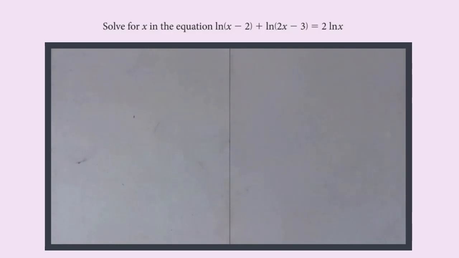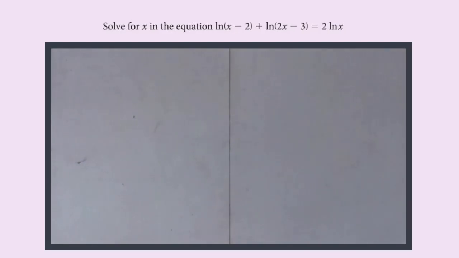Solve for x in the equation ln of (x minus 2) plus ln of (2x minus 3) equals 2 ln x. So in this particular equation we've got a bit of work to do, some manipulation required before we can undo the logs by raising the base to the power of both sides. We're definitely not in a position where we can do that because of both sides actually.